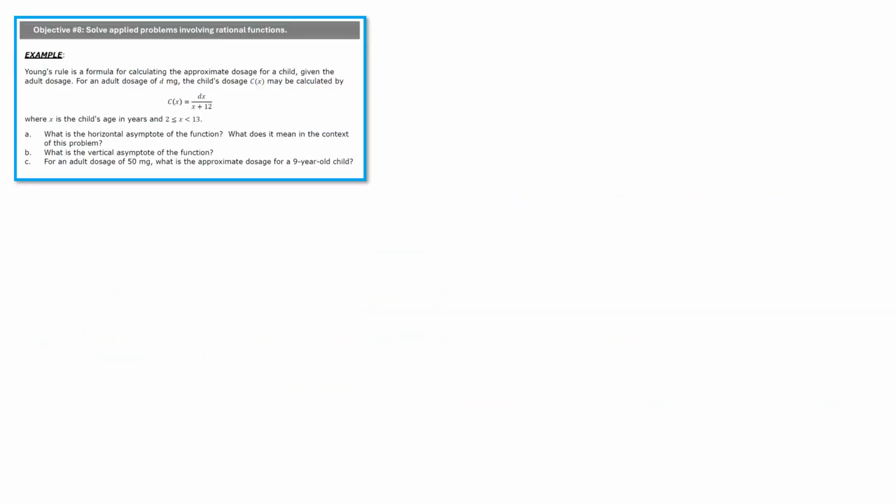The first question: what is the horizontal asymptote of the function, and what does it mean in the context of this problem? To find the horizontal asymptote, we look at the degree of the numerator and denominator. They are both 1, so n equals m because 1 equals 1. So we take the leading coefficient in the numerator, which is d, and the leading coefficient in the denominator, which is 1. So y equals d. Our horizontal asymptote is y equals d.